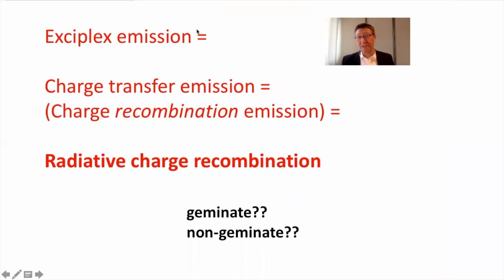Exciplex emission is basically charge transfer emission. It is the same. It is a radiative charge recombination process. But now we can wonder, can we make a distinction between geminate and non-geminate? And now I'm going to ask you to say something. Can anybody comment on geminate or non-geminate processes? Do you know what that means?